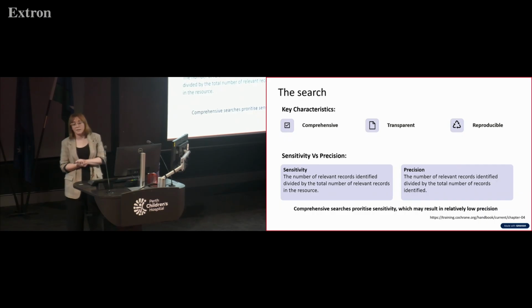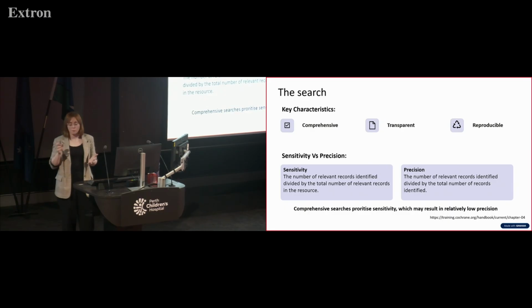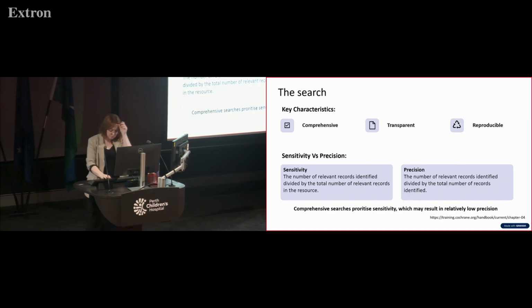The search also needs to be transparent. Your methods should be clear and properly reported, both before searching in that review protocol that we've already talked about and in the final paper. They should also be reproducible, so clearly documented so that the work can be replicated. That means documenting where you searched, when you searched, how you searched, and keeping track of the search strategies that you used.